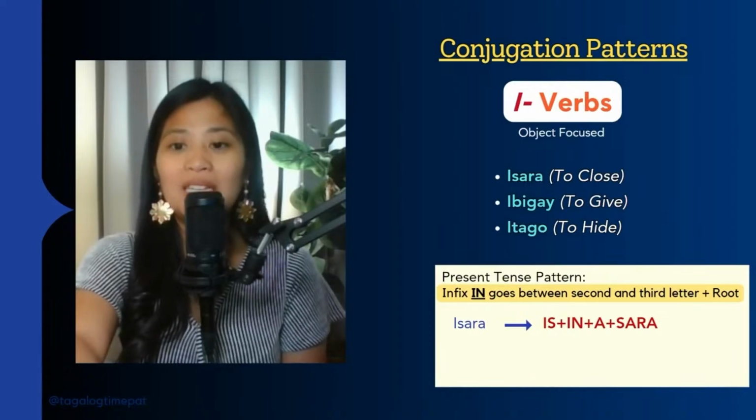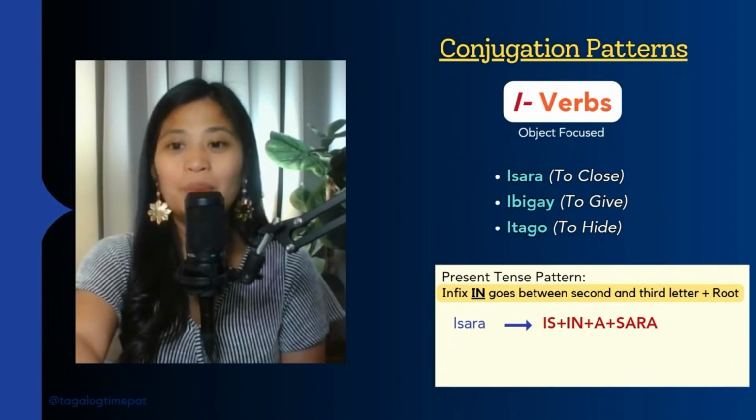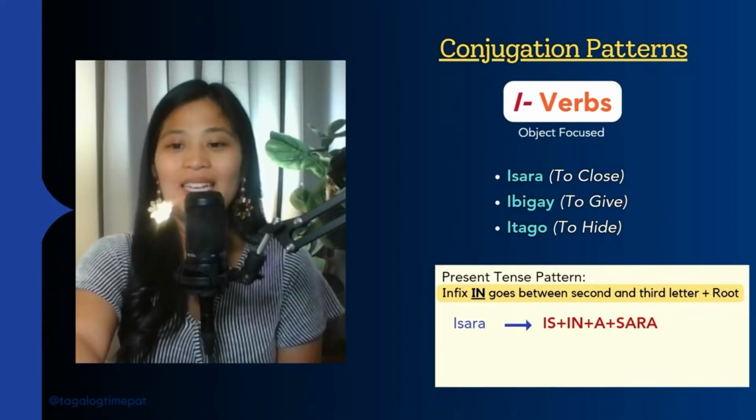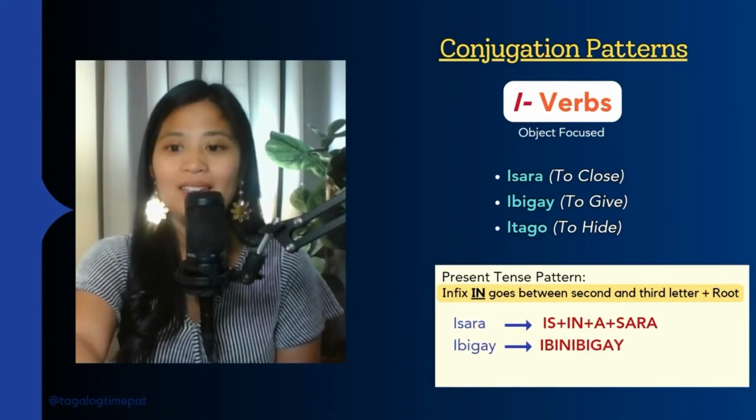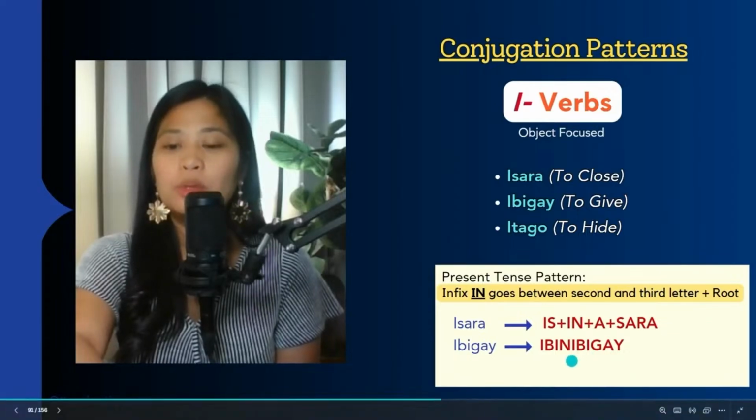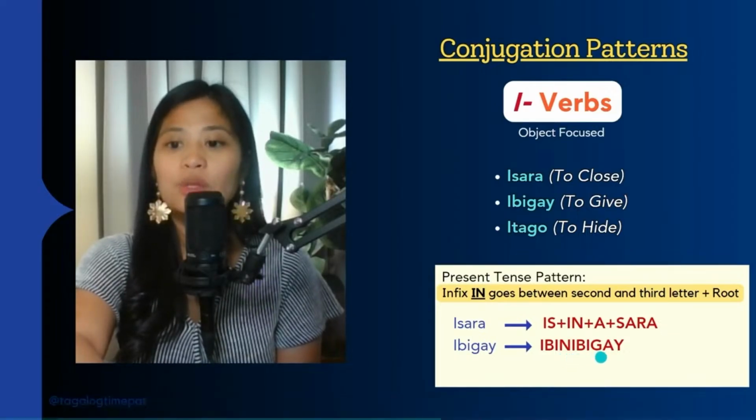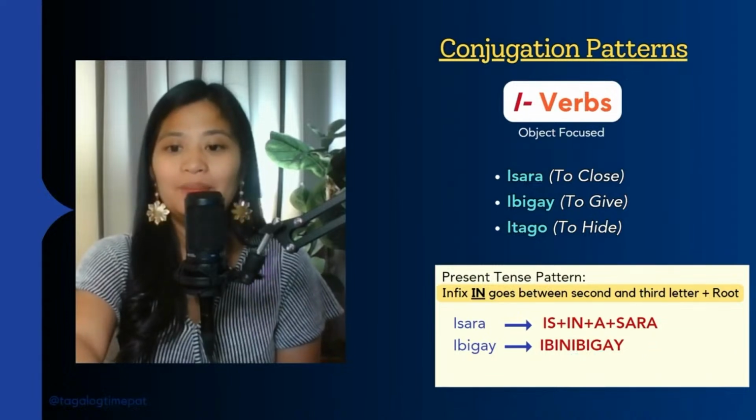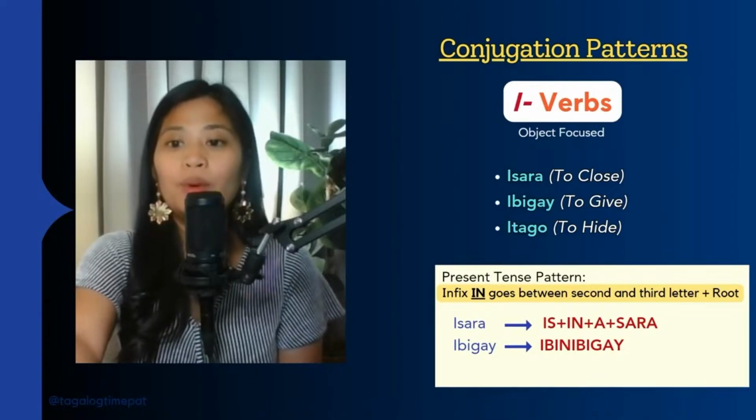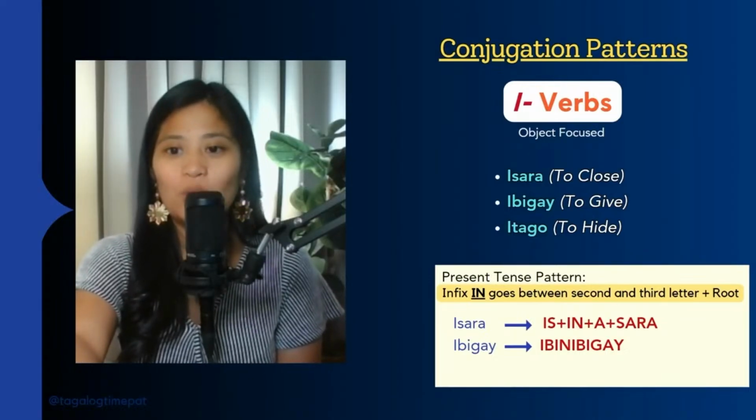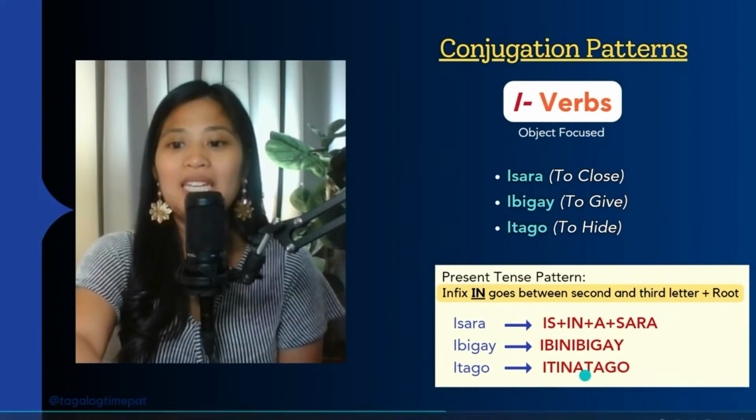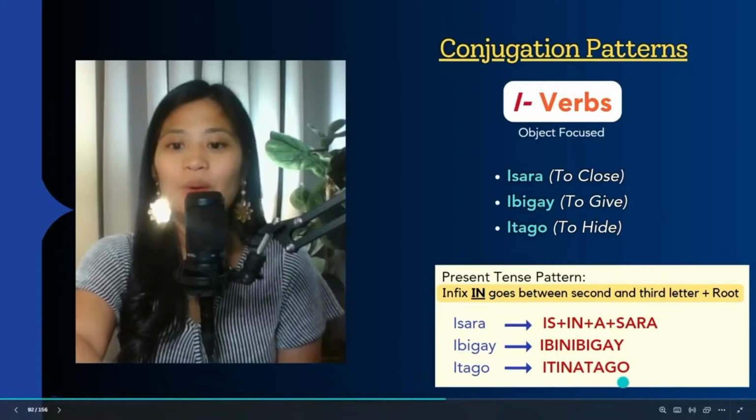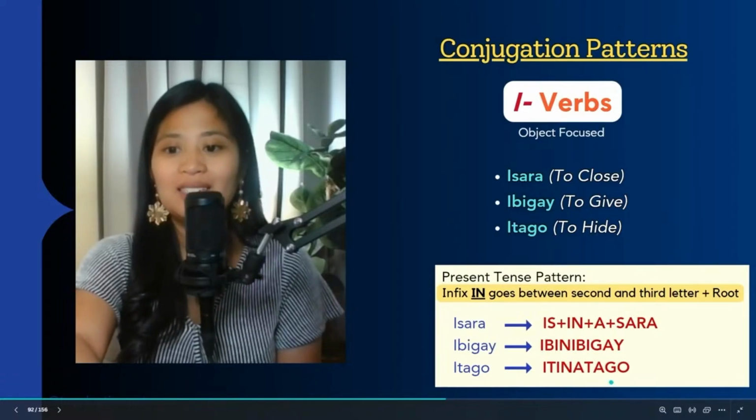You jot it down. What do you think ibigay and itago will be in the present tense? In the present tense, ibigay, to give, will be ibinibigay. In just goes between the second and third letter, and then it's the root at the end. So, ibinibigay ko, I am giving something to someone. Lastly, itago, to hide, in the present tense will be itinatago. The in just goes between the second and third letter, and then the root goes at the end.